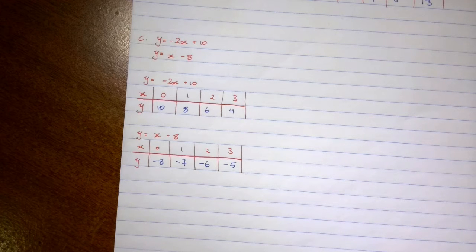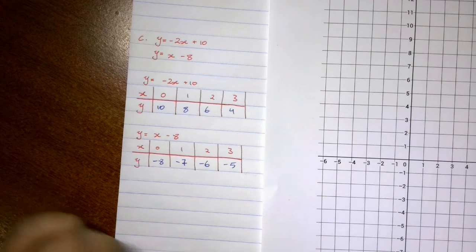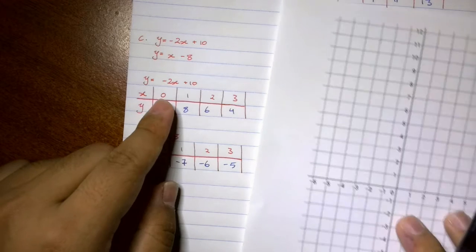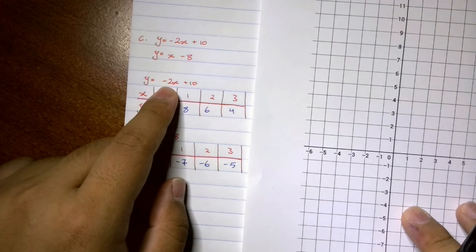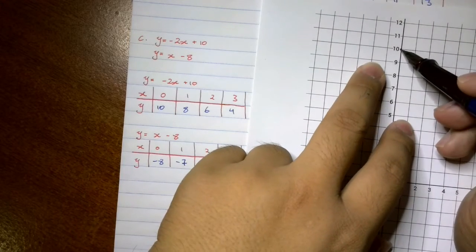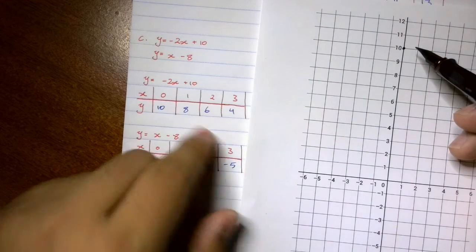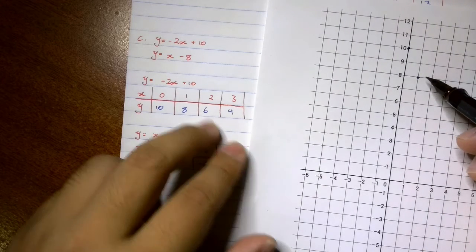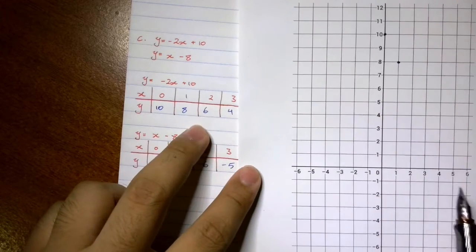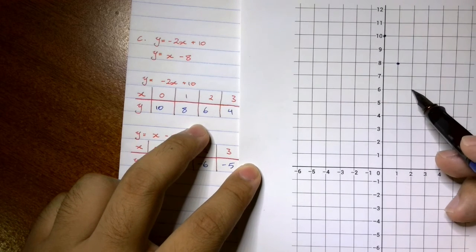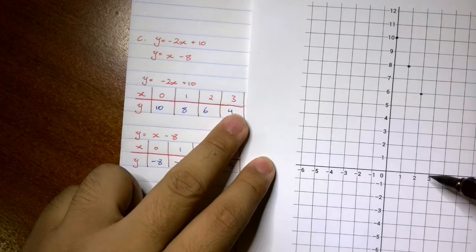And now let's plot the coordinates of these points. Let's plot the first one now. This is going to be 0, 10, all the way up here. 1, 8, 2, 6, and 3, 4.